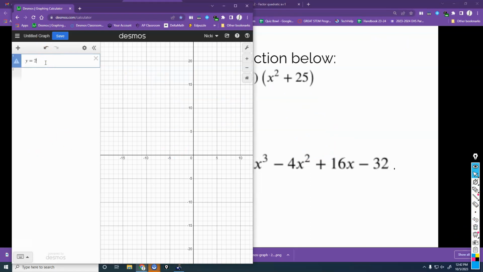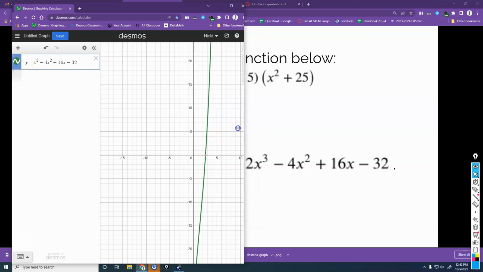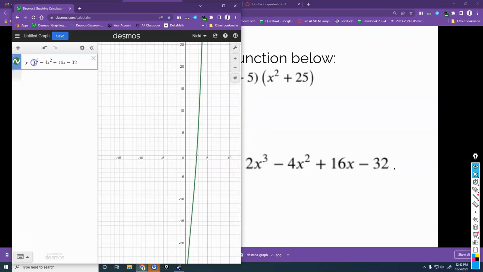I got y equals x to the 3rd minus 4x to the 2nd plus 16x minus 32. Alright. Ooh, this is not looking good for me. I think I typed something in wrong. Was there a number in front of that? Oh, yeah, let's put that 2 right there. Okay, so I do have a 0. It is at 2. That's good.